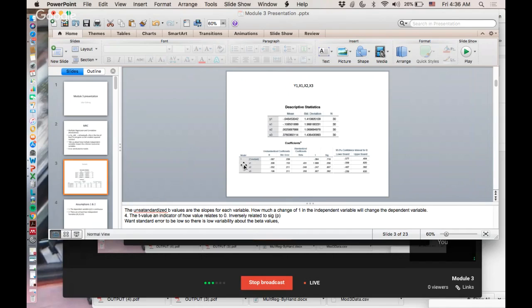Here's some descriptive statistics. The unstandardized b values are slope, and it's basically how much a change of one in the independent variable changes the dependent variable. The t's are indicators of how beta is different from zero. It's inversely related to the significance or the p-value. We want standard error to be low, so there's low variability about the betas.